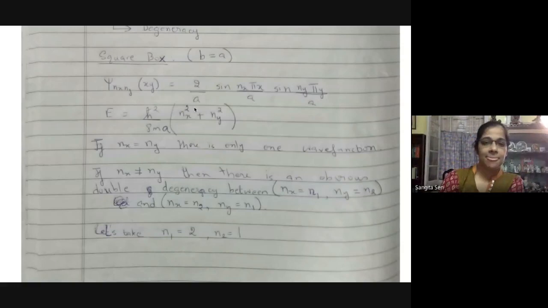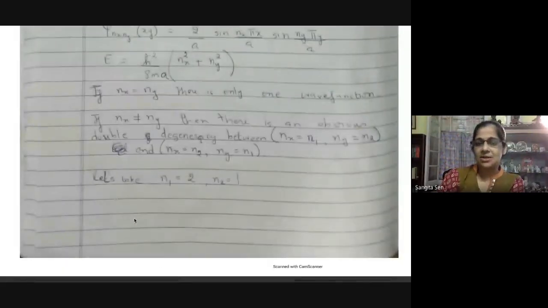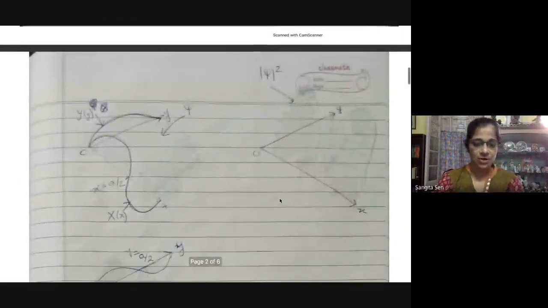However, if nx is equal to ny, then there is only one wave function, so there is no degeneracy in this case. So let us see an example of this double degeneracy. Let's take two simple values, n1 equal to 2 and n2 equal to 1. Then we have two wave functions. Let's try to draw them.